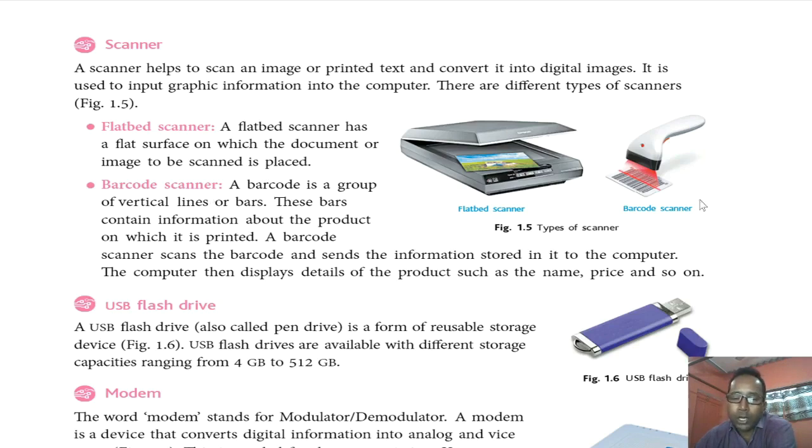Next, barcode scanner. I hope you have seen this barcode scanner in a shopping mall to find out the product's information from the barcode. A barcode is a group of vertical lines or bars. These bars contain information about the product on which it is printed. The barcode scanner scans the barcode and sends the information stored in it to the computer. Generally, it contains the product name, price, manufacturer, date of manufacturing, etc.